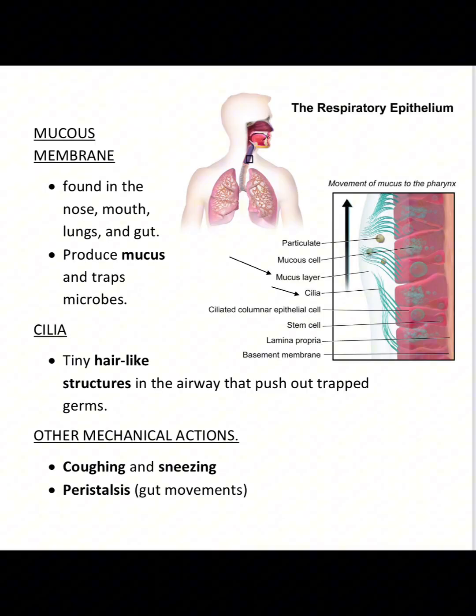Mucous membrane is found in the nose, mouth, lungs and gut. This means it is lining the respiratory, gastrointestinal and urogenital tract. Now the mucous membrane is not as tough as the skin, but it produces mucus that traps microbes and dust. Cilia are tiny hair-like structures in the airway. Cilia in the respiratory tract beat in a coordinated way to push mucus and trapped microbes out. This is called the mucociliary escalator.